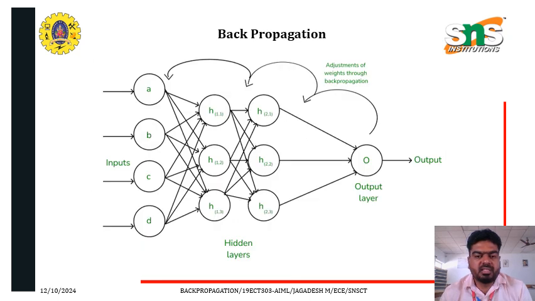And we can see this image which explains the backpropagation function. Here we know the neural network will have an input layer, hidden layer, and output layer. Here the input layer is denoted by A, B, C, D, the hidden layer is denoted by H, and the output layer is denoted by O. As we know, backpropagation adjusts the weights, and the adjustment is based on an iterative process happening in the neural network.